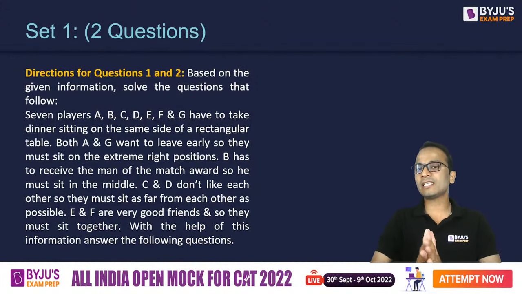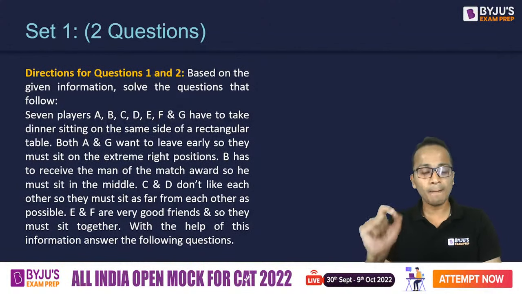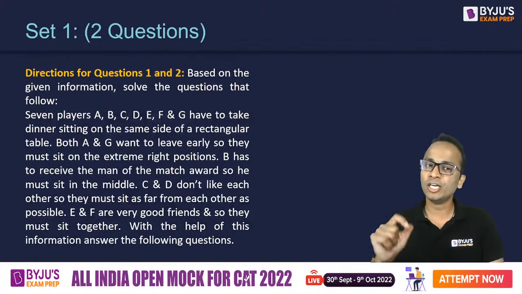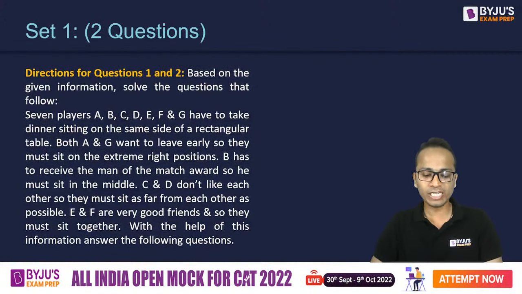So based on these conditions, quickly draw a seating arrangement, and once you are done, please post done in the chat box so that I can take you to the questions and we will solve both the questions related to this set. You should not be taking more than 1 minute to solve this set, to decode the arrangement that is there in front of you. Come on, make it quick and post done in the chat box as soon as you are done.